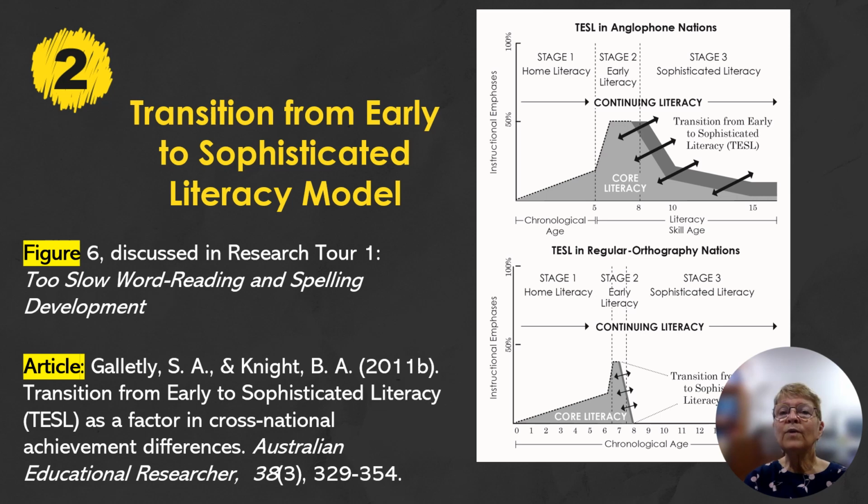Wow, wouldn't we love it if every child was an independent reader and writer by the start of grade 2? That is happening in other nations, okay? We are struggling. Our teachers are overburdened, trying to build reading and writing skills, trying to support struggling readers, having to adapt the text they're using, okay? We need to investigate change, and we need to use regular orthography nations as role models.